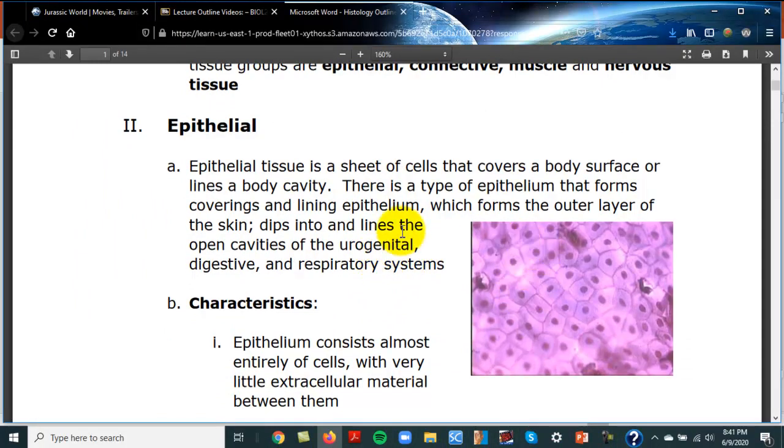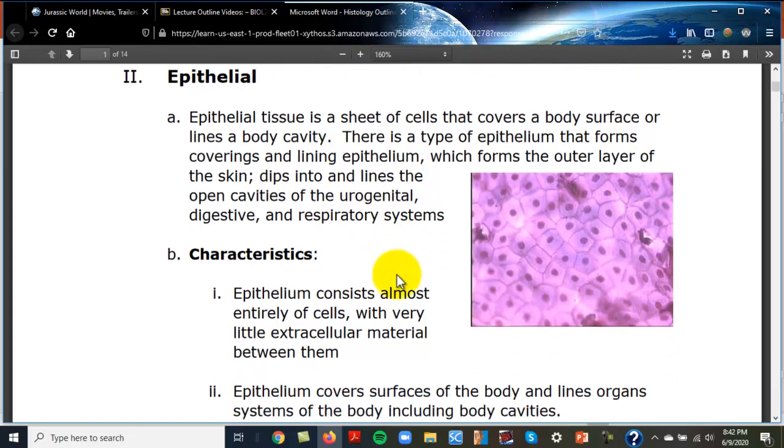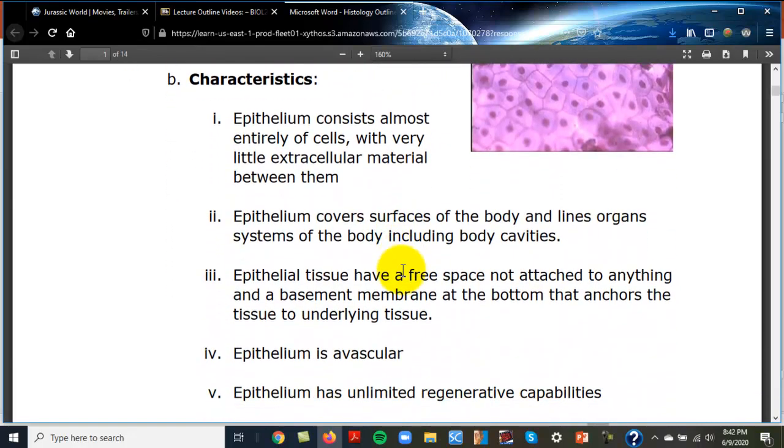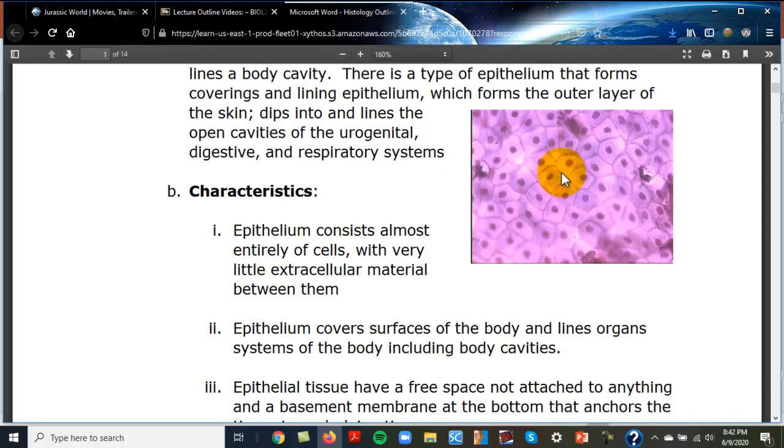And I'm sorry to keep bouncing back and forth, but I was hoping maybe it had a few other extra things there, but it doesn't. All right, so which forms the outer layer of skin, dips into and lines open cavities of the urogenital, digestive, and respiratory systems. Okay, there is very little space between epithelial tissue cells. So those dark spots there are the nucleus, and the squares are the actual cells. There's very little what's called extracellular matrix or material between them.